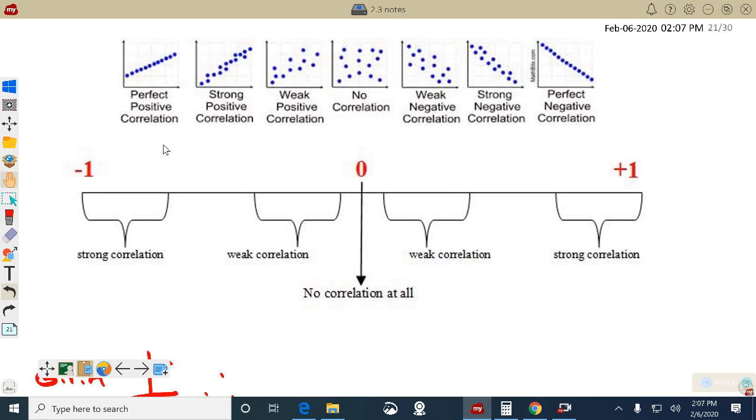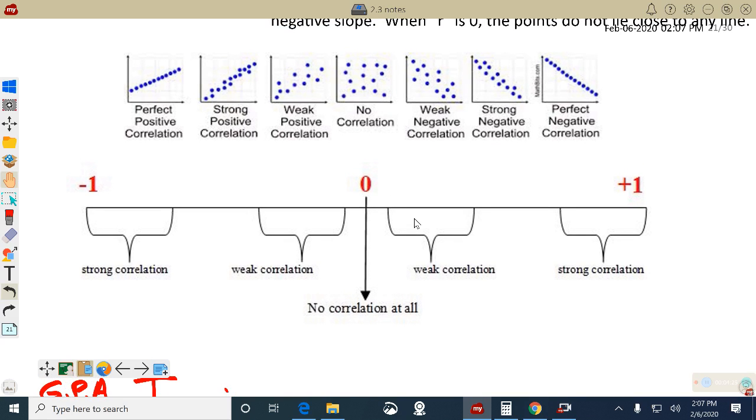look, you got perfect, strong, weak, no correlation. Look, it doesn't approach a line at all. It's all scattered. There's no relationship between those two variables. How about a weak negative, strong negative? Look, it's getting closer to a line, and then perfect negative correlation.